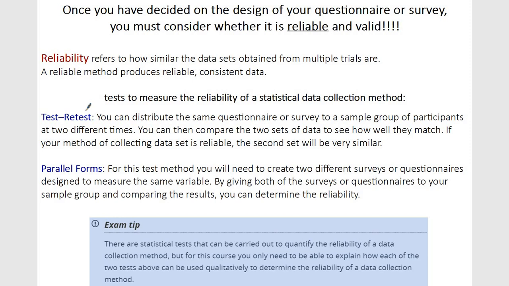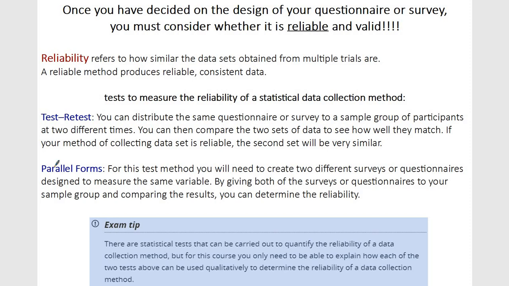All right, but maybe that won't work with your data. Maybe you can only ask participants once. So another option would be to do parallel forms. So you create two different surveys or questionnaires designed to measure the same variable. So you give both of them to your same group, and then you compare your results.